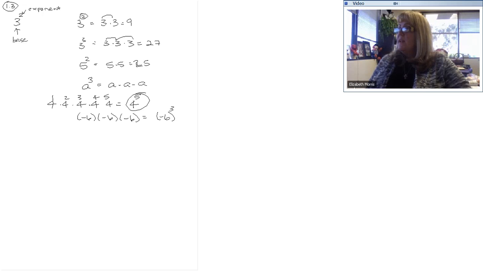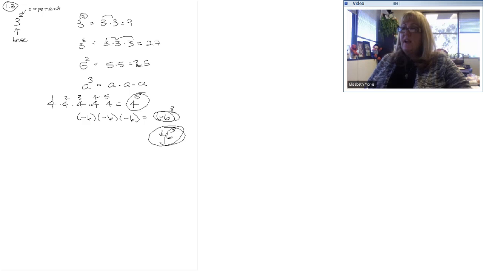I could not write it like this. That would not be the same. Okay? That means 6 cubed and then take the opposite. Whereas this means take the whole thing, negative 6, negative 6, negative 6, and multiply it 3 times.